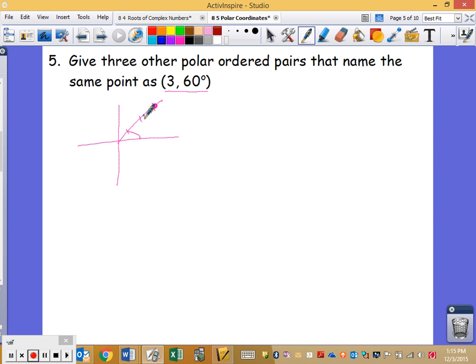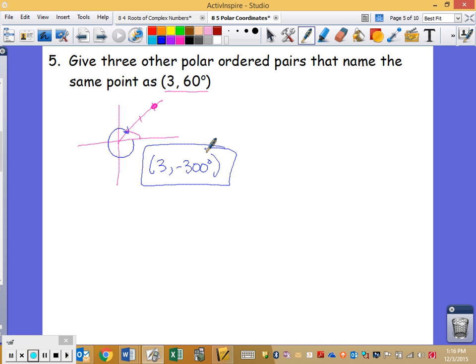Well, you could go the other way. You could have your angle go the same direction. All right? So what if the angle goes the exact same or the opposite direction? What degree measure would this now be? Well, I could write this as 3, -300 degrees. That's one of them.